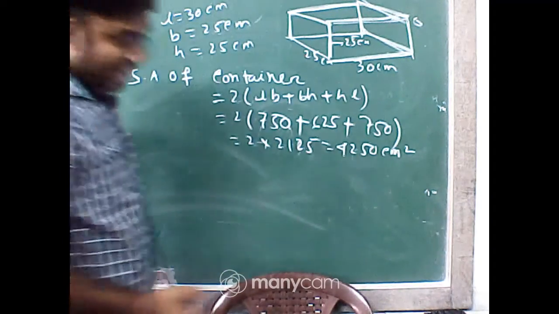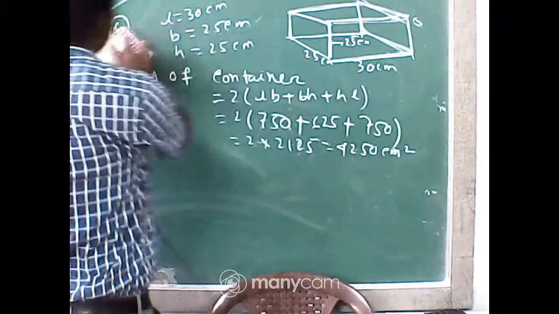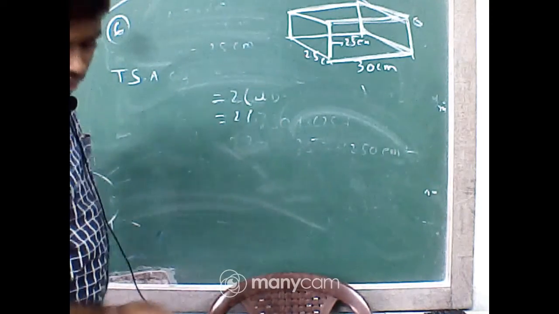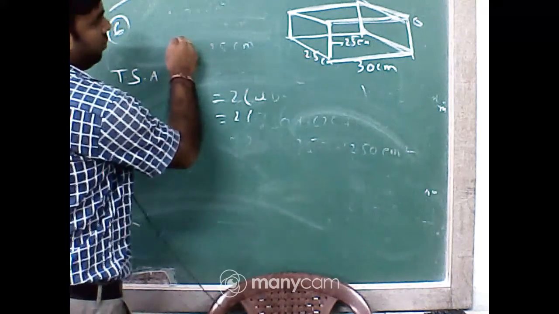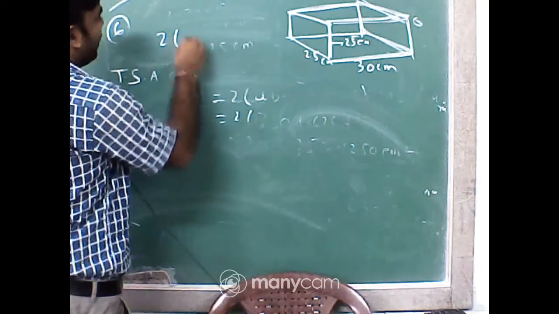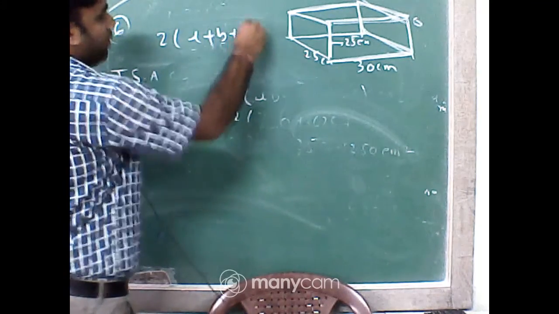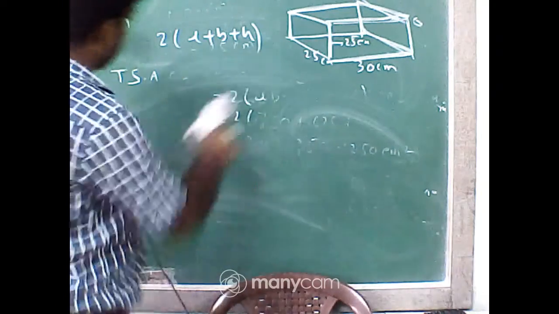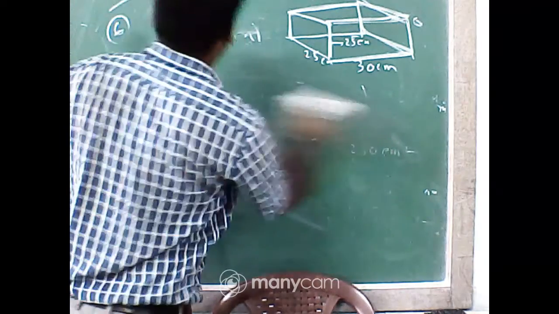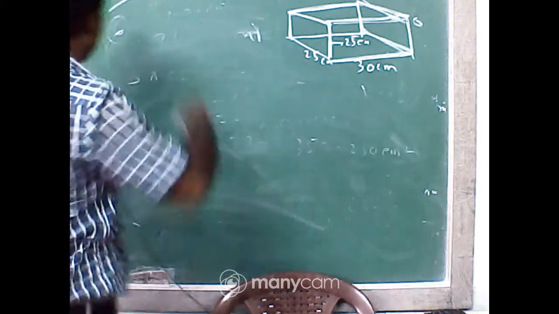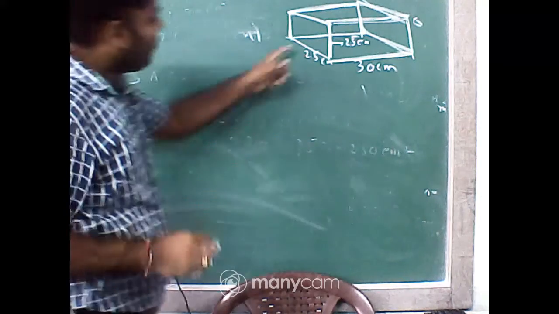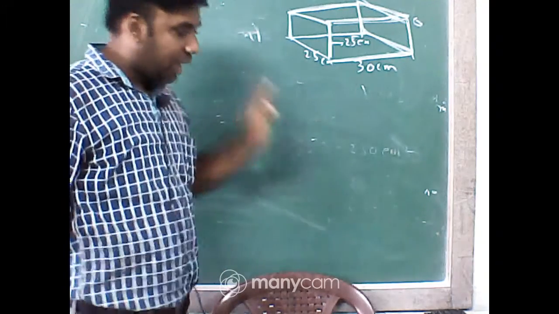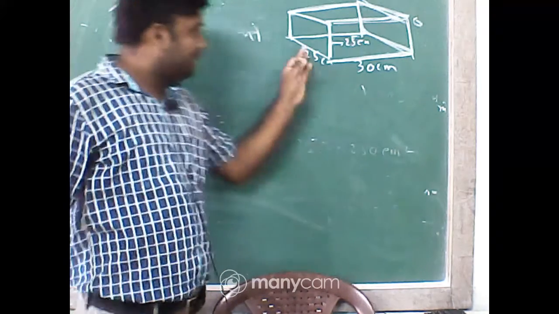So the length of the tape required is 2 into L plus B plus H. Is that clear or not? Tell me quickly. No, I think there is some mistake. Each of the ends are connected. Yes, 4. Each of the ends are connected.